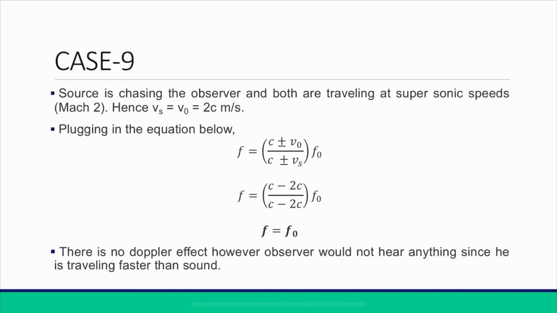The next case is a trivial case because the source is chasing the observer and both are traveling at supersonic speeds. You plug in the equation and you get that the apparent frequency is the same as the original frequency. There is no Doppler effect. It's because the Doppler effect relies on there being some relative motion between the source and the observer. In this case, both are moving at twice the speed of sound, but the relative motion between the two is 0, so there is no Doppler effect.